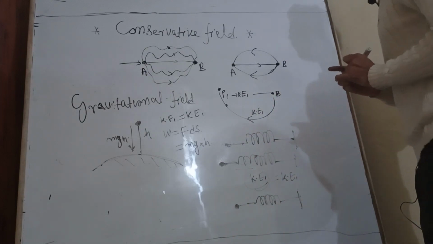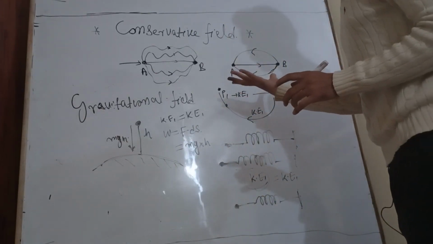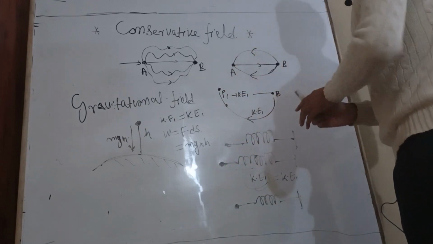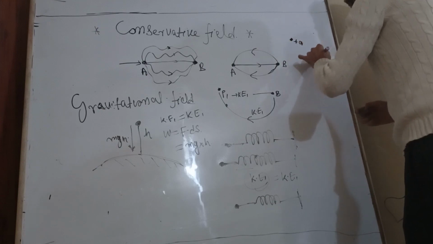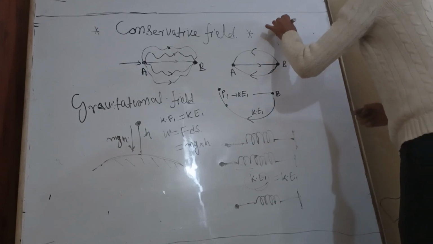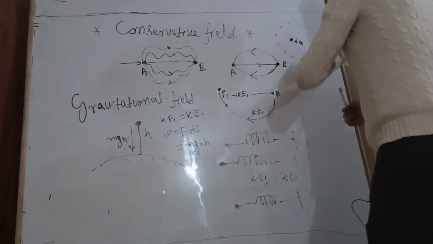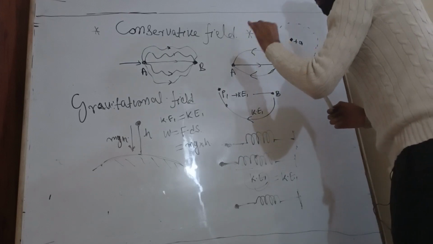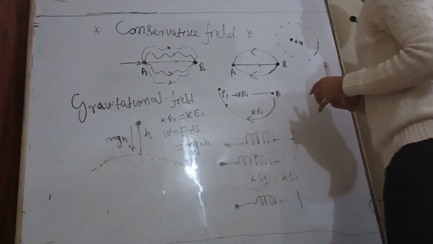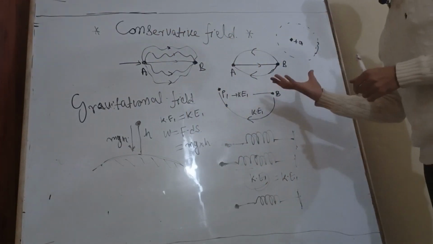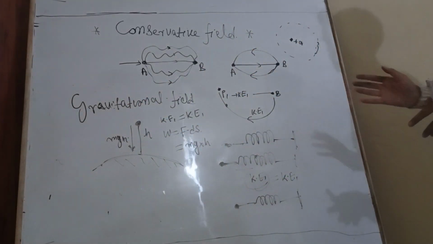So these forces are conservative forces. Conservative field means what? Electric field: if there is some charge q, then surrounding it some field will get established. Around this charge you will get an electric field. So these are conservative fields. The electrostatic field is a conservative field. Whatever forces you see naturally are conservative fields.